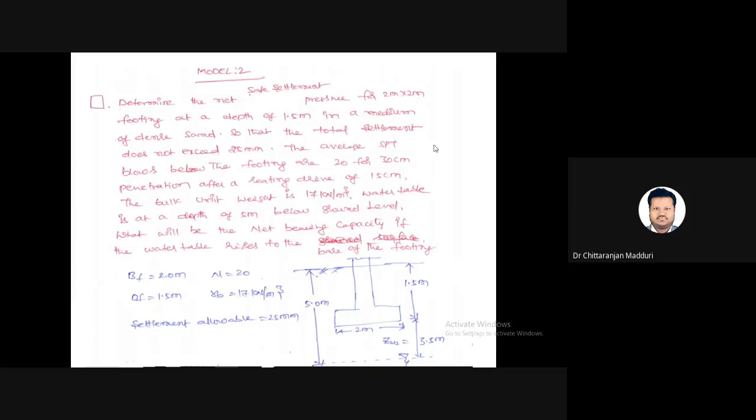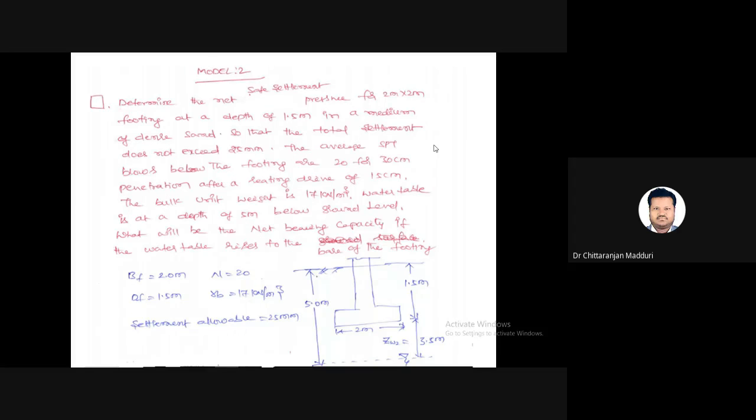So here, model 2. Determine the net safe settlement pressure for a 2 meters by 2 meters footing at a depth of 1.5 meters in a medium dense sand, so that the total settlement does not exceed 25 mm. The average SPT N value below the footing is 20 for 30 centimeters penetration after a seating drive of 15 centimeters. The bulk unit weight is 17 kN per meter cube. Water table is at a depth of 5 meters below the ground level. What will be the net bearing capacity if the water table rises to the base of the foundation?